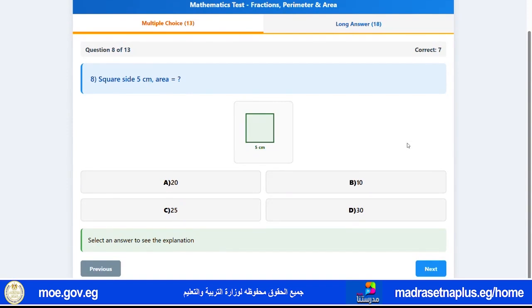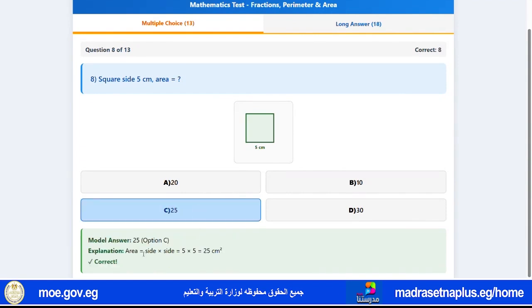What about the perimeter of a square? 4 times side length. In our example, side length is 5. So the area is 5 times 5. 5 times 5, it will be what? It will be 25. Yes. Area equals side times side. That means 5 times 5 equals 25 square centimeters.